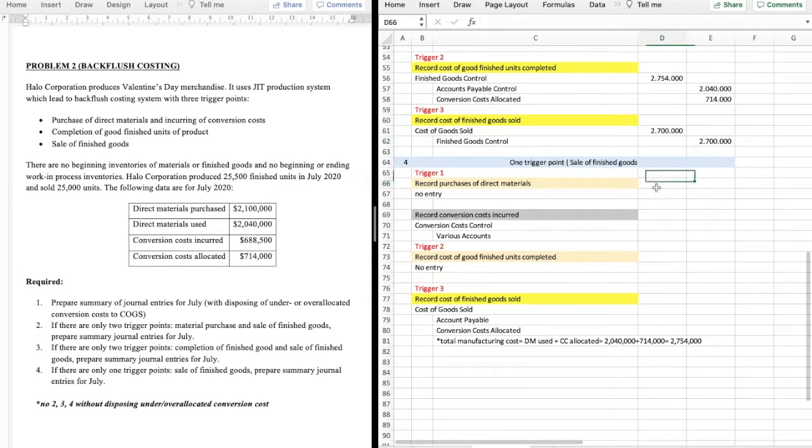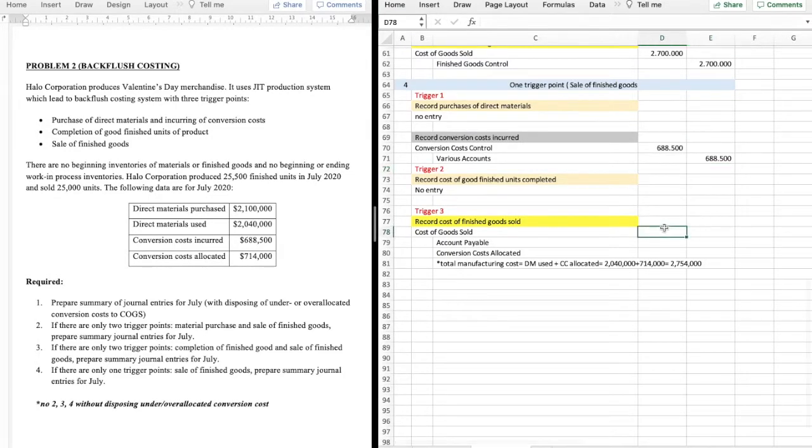And moving on to the last number. If there is only one trigger point, sale of finished goods, prepare summary journal entries for July. We are skipping the first trigger because it is not required, but remember that we have to record the conversion cost incurred. So here we have the conversion cost control in debit and various accounts in credit with the amount of 688,500. And the second trigger is also not required.